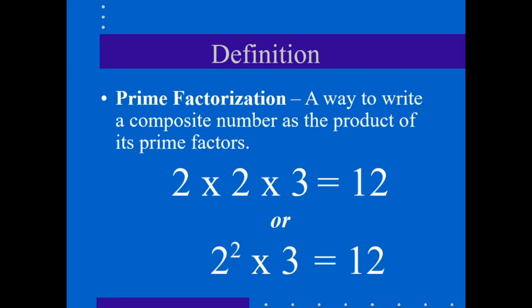12 is our composite number, and 2 times 2 times 3 is the prime factorization of 12. Later, I will be showing it to you the step-by-step procedures on how to get the prime factorization. So, in other way around to write the factors, it could be written like this: 2 to the power of 2 times 3 equals 12.